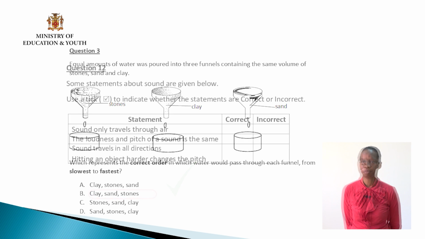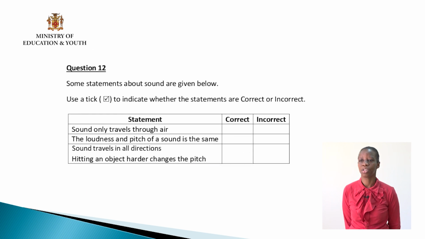Very good. So we have now some questions on sound. I hope you have reviewed sound already, all right, as we prepare for examinations. So we're given some statements about sound, and we're going to indicate using a tick which is correct or which is incorrect. So here's our first statement. Sound only travels through air. Do you think that's correct?